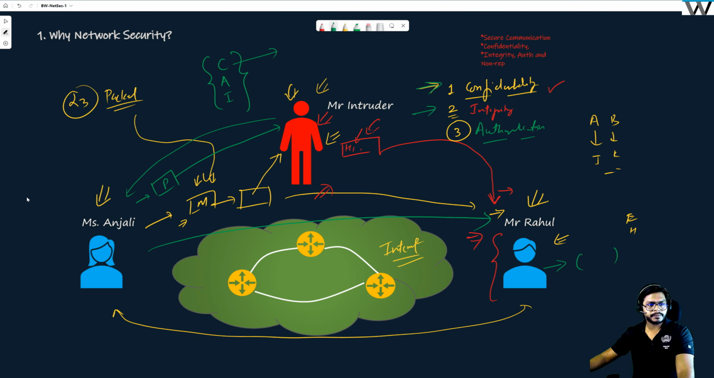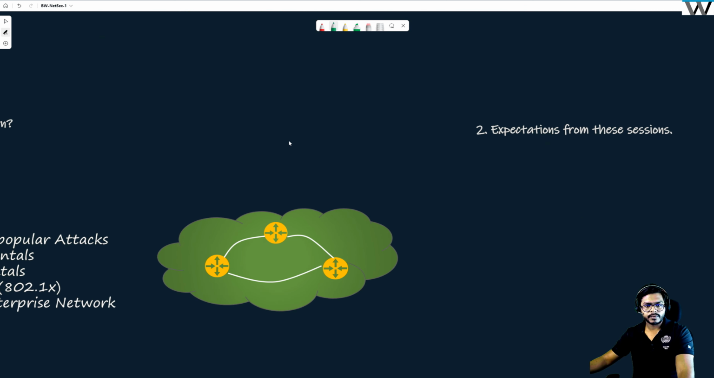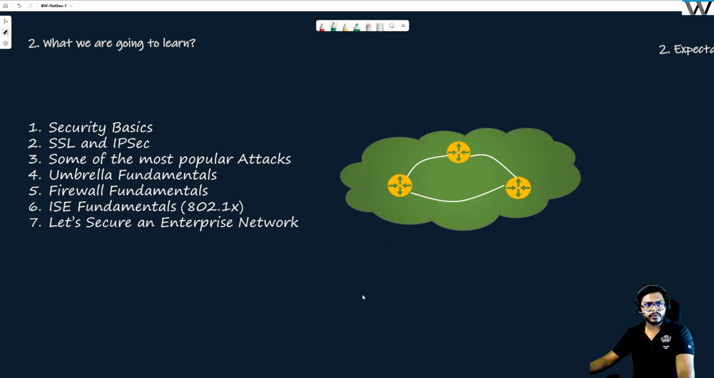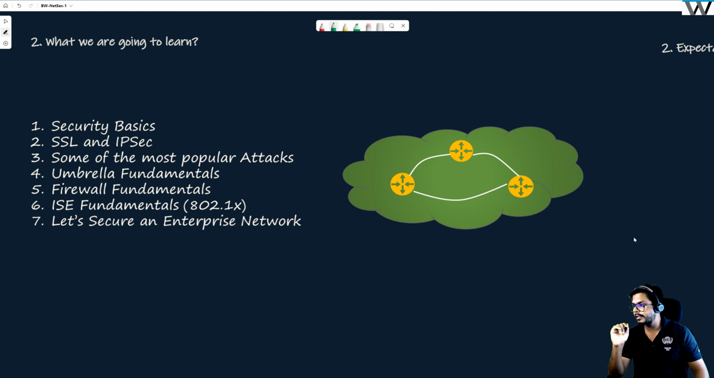Now, let's talk about what we are going to learn. Although we have just seen the agenda of today's session, now I am talking about what we are going to cover in the next 12 to 16 sessions. First thing first, we are just securing this network. This network can be of an enterprise, on which you are working. I know that most of us are network engineers, network consulting engineers. We improve the network of the customer, we implement the network, but how to secure it?